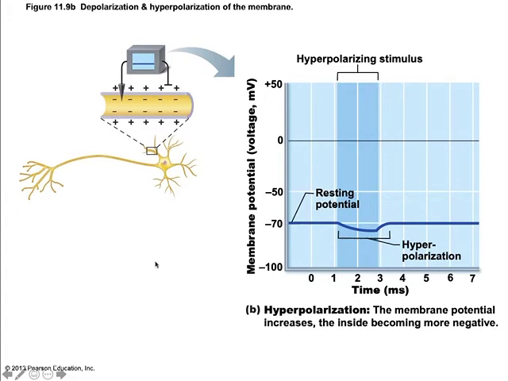Now you can see what a hyperpolarization looks like. A hyperpolarizing stimulus is going to make it less likely that an action potential can be produced, and a depolarizing stimulus is going to make it more likely. Now, you might wonder, does a single stimulus result in the production of an action potential or not? And the answer is no.